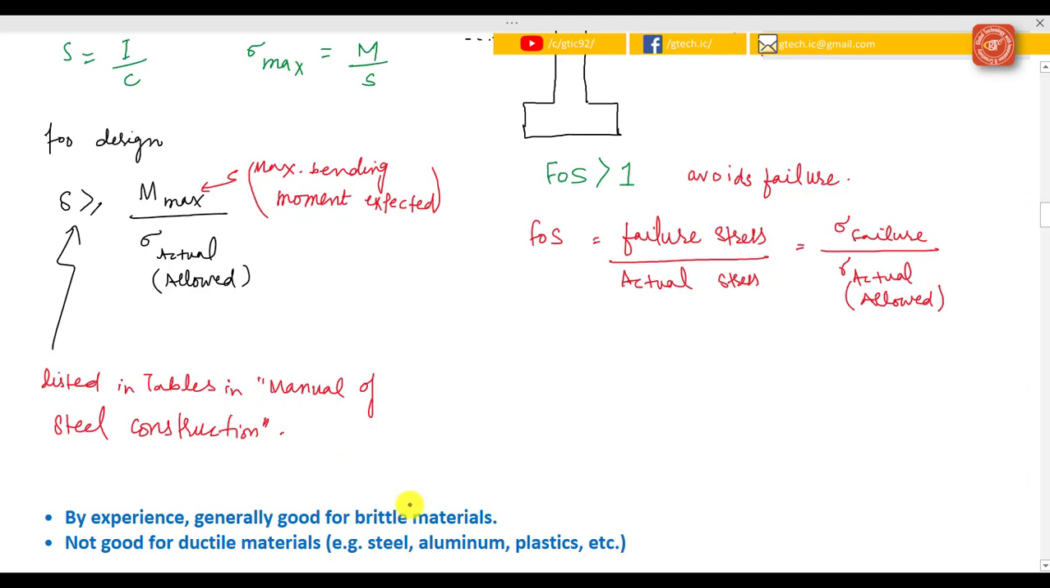So it's not good for ductile materials like steel, aluminum, plastic, as they have a tendency to fail in shear, but for brittle material this is a good failure theory to use.